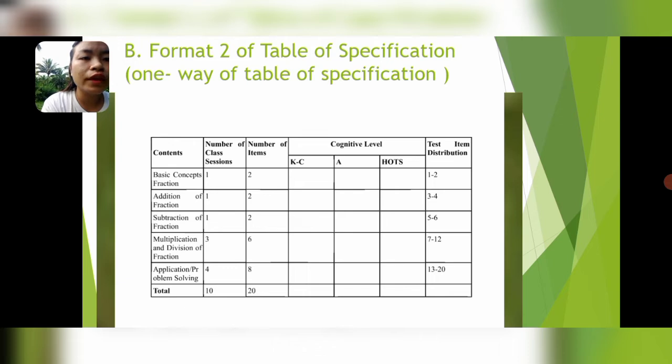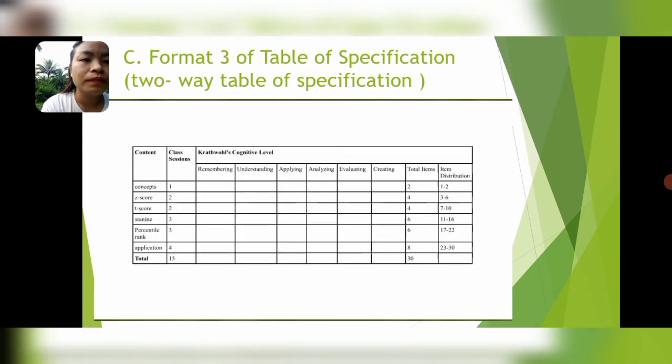Format 2 of the table of specification: one-way table of specification. Here is Format 2 of table of specification. Contents, number of class sessions, number of items, cognitive levels, test items distribution. So you will see how many class sessions and number of items. Format 3 of table of specification: two-way table of specification.